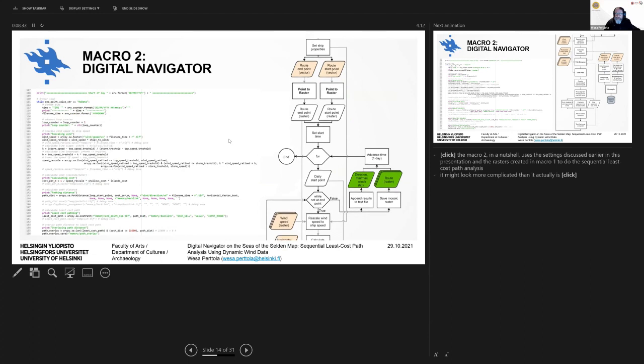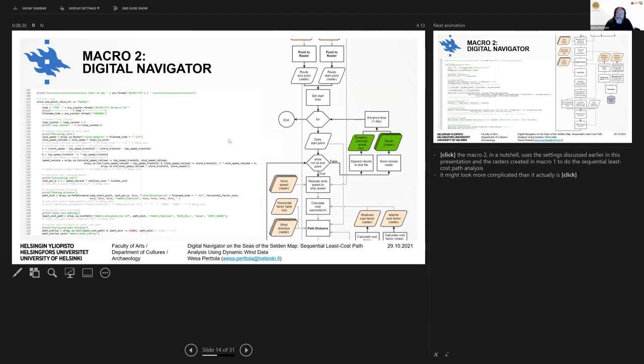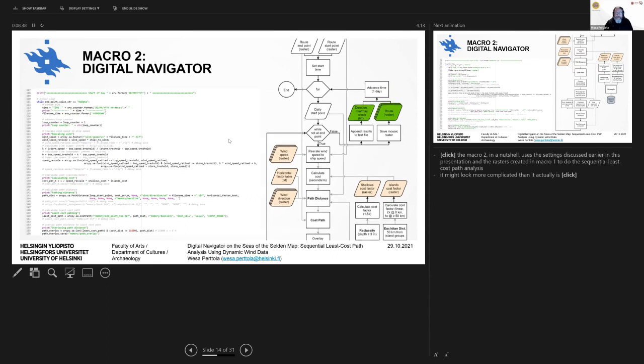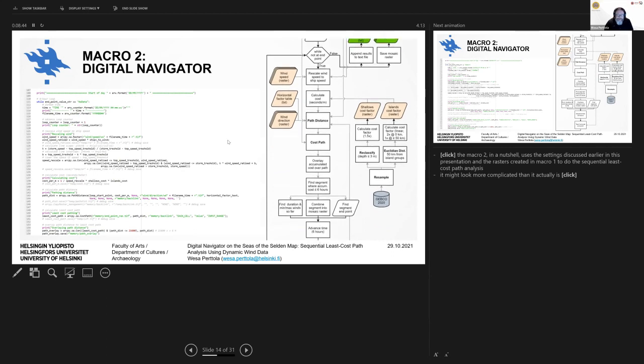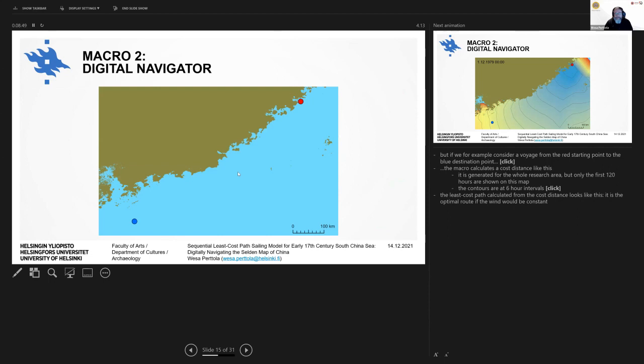Macro 2, in a nutshell, uses the settings discussed earlier in this presentation and the rasters created in macro 1 to do the sequential least cost path analysis. It might look more complicated than it actually is, but basically, if we, for example, consider a voyage from the red starting point to the blue destination point, the macro calculates a cost distance like this. It is generated for the whole research area, but only the first 120 hours are shown in this map. So these would fill up when we do the proper simulation. The contours here are at 6 hour intervals.